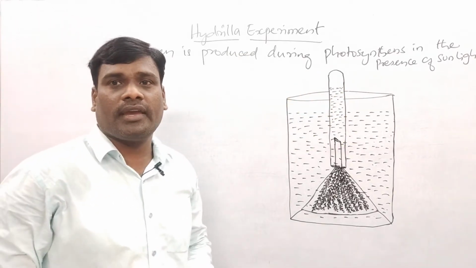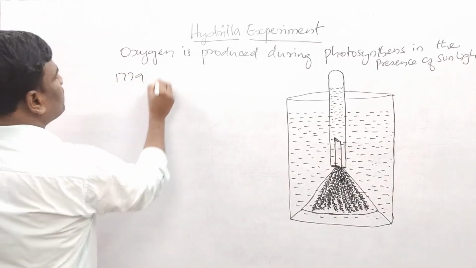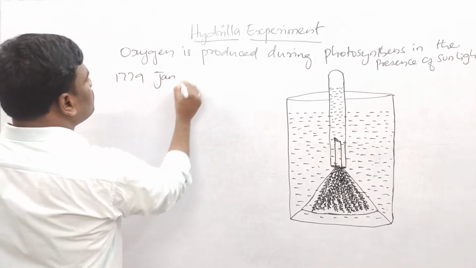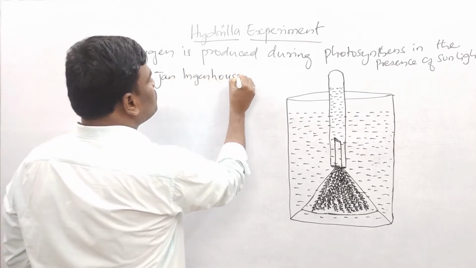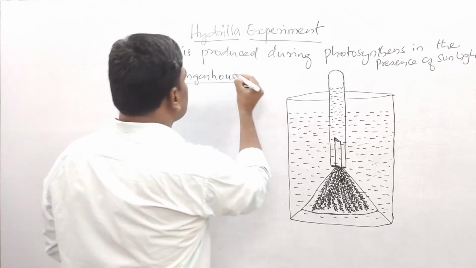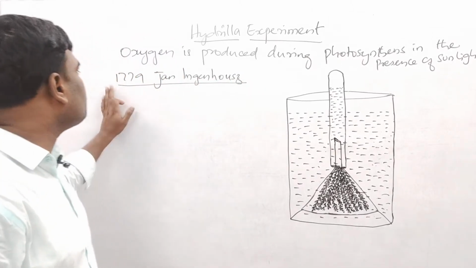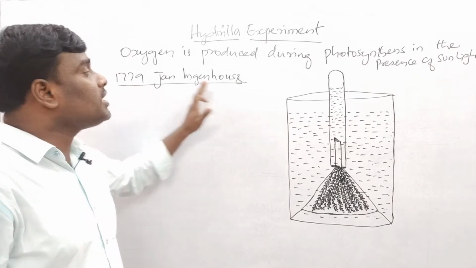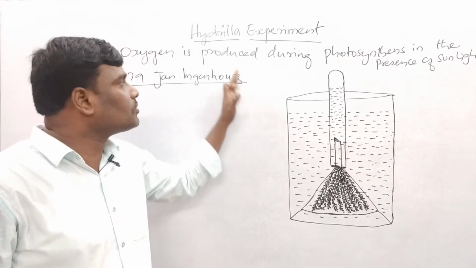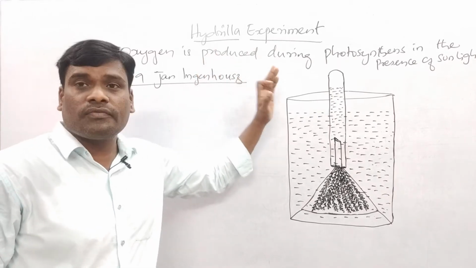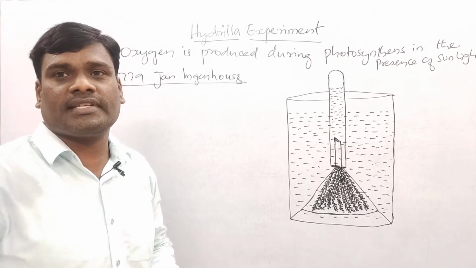Sunlight. Okay. So in the year 1779, Jan Ingenhouse, this Dutch scientist children, noticed that green plants produce oxygen in the presence of what children? Sunlight, by the process of photosynthesis children.